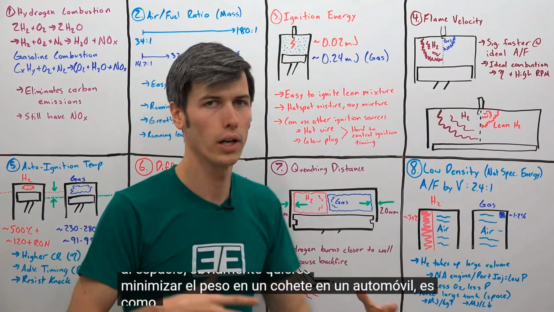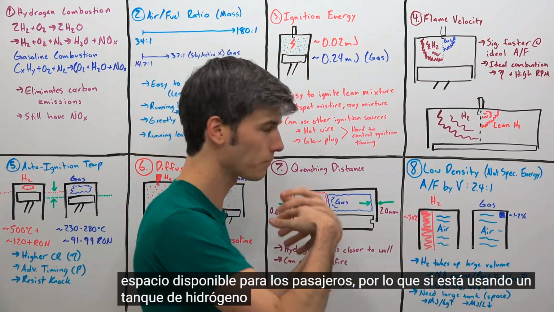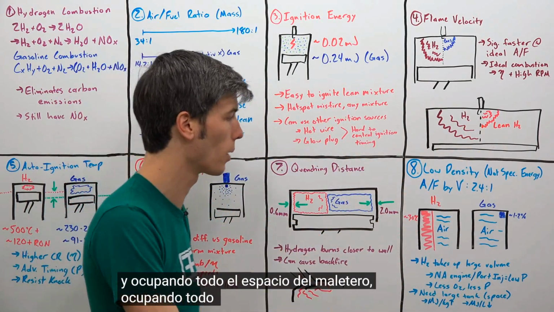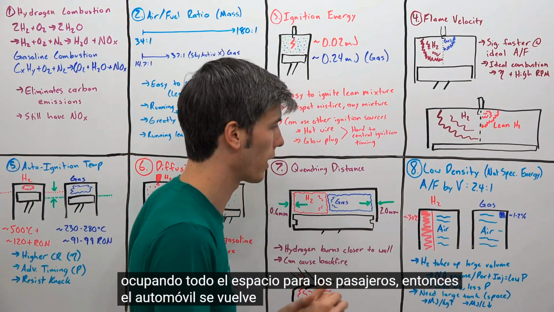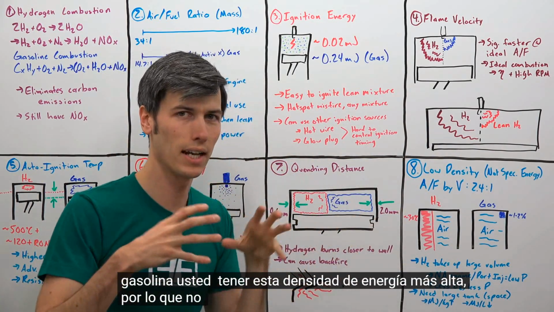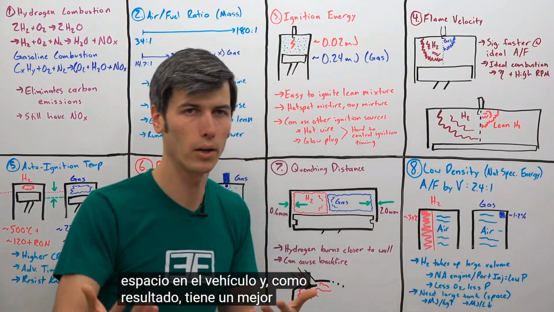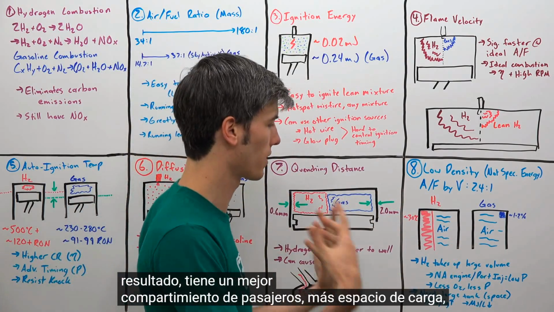In a car, you kind of want to maximize available passenger space. So if you're using a hydrogen tank and taking up all of the trunk room, taking up all the passenger room, then the car becomes less practical. So with gasoline, you have this higher energy density, so it doesn't take up as much space in the vehicle, and as a result, you have a better passenger compartment, more cargo space, that kind of thing.